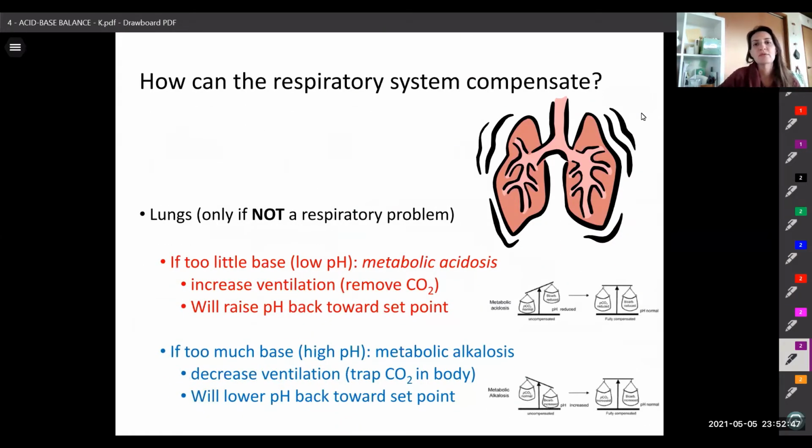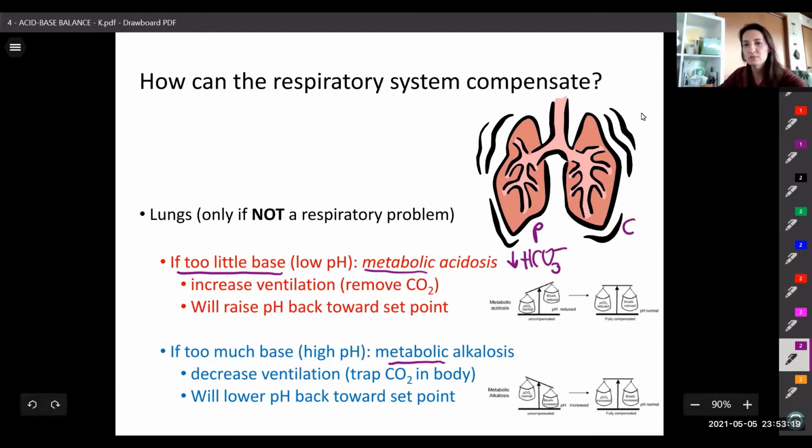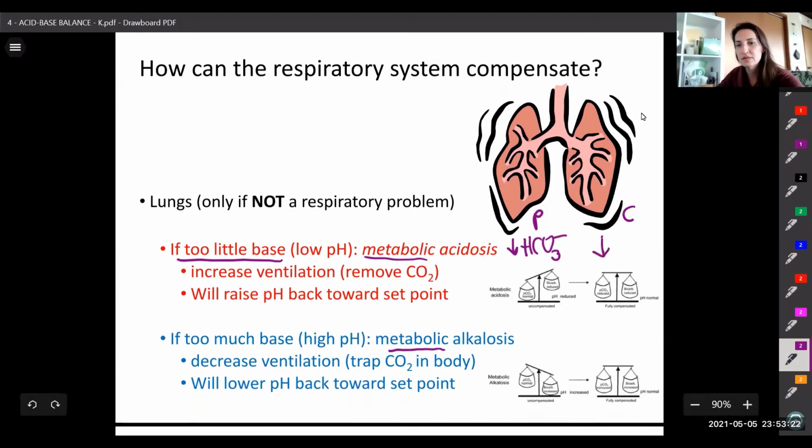So first, let's review how the respiratory system helps with compensation. Once again, this can only happen if we have metabolic conditions. We're saying with respiratory conditions, we have a compromised respiratory system, it can't help with the compensation. So if an individual has metabolic acidosis, right, we know that they have too little base. Their bicarbonate levels are low. That's the problem. And for the compensation, what we want to see is a decrease in the partial pressure of CO2. We bring down carbon dioxide levels to match the low bicarbonate levels.